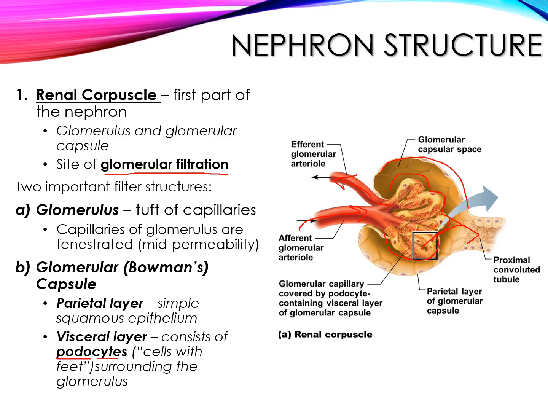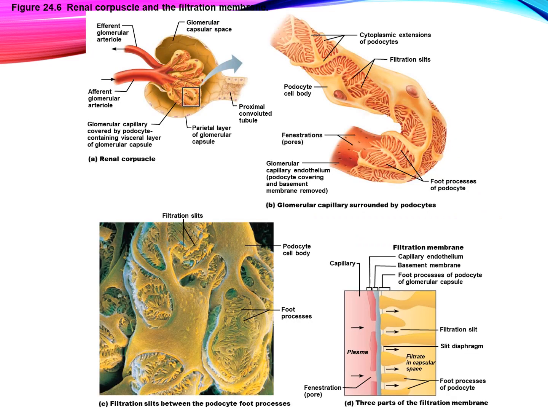So let's take a look at a bigger picture of that podocyte. This is a really cool picture. In the top left corner, we have our original picture that we just looked at, our renal corpuscle. So let's just blow up one of these little regions right here. And you can see these individual podocytes. They have these little projections coming off of them, these little feet, and they are what's surrounding that fenestrated capillary. The fenestrated capillary has those fenestrations or pores.